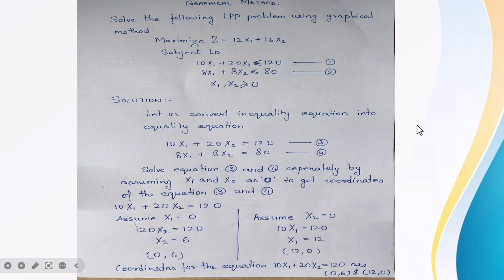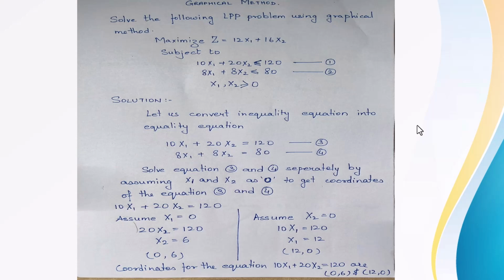Okay, so here is the question where we have to maximize Z = 12x1 + 16x2, subject to 10x1 + 20x2 ≤ 120 and 8x1 + 8x2 ≤ 80. x1 and x2 are always greater than or equal to 0. So we have been given this LPP problem and we have to solve these equations through the graphical method.